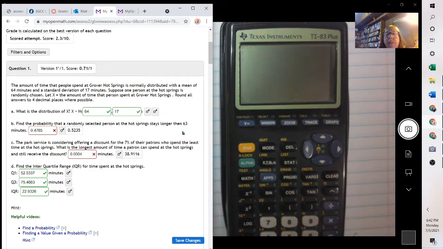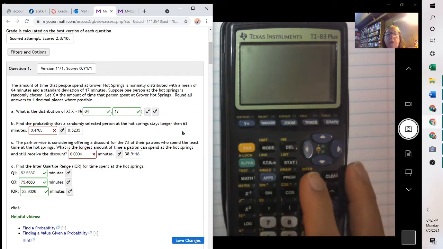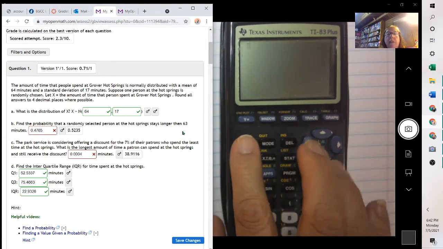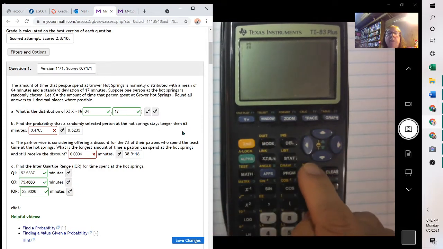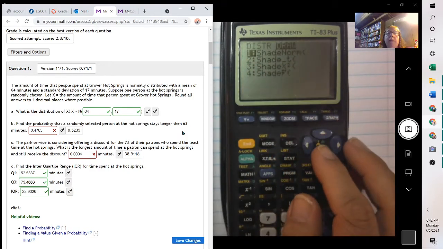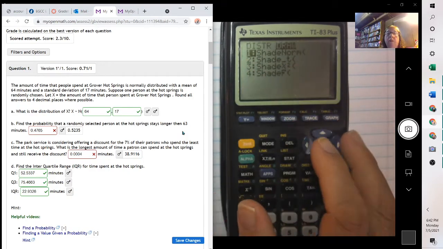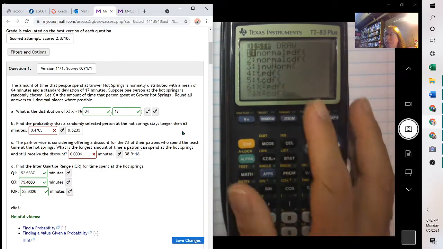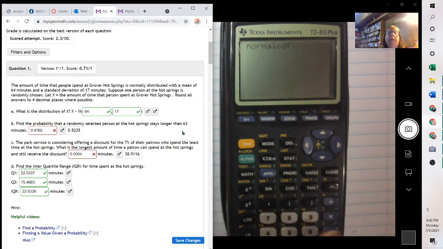When you're using the distribution on the calculator, you hit second, distribution. And then we want the second one, normal CDF. So we want the second one, down one and hit enter. Now you put your lowest value and then your highest value.